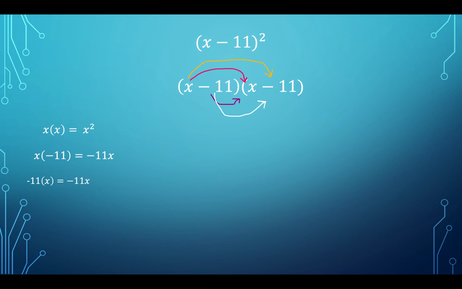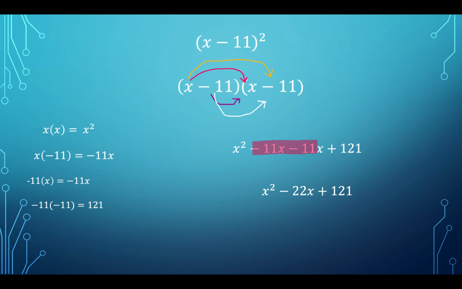And we do negative 11 times negative 11, and I get positive 121. So now I'm left with x squared minus 11x plus 121. What do we do? Combine my like terms. So negative 11 minus 11 gives me minus 22, so minus 22x. So my final answer is x squared minus 22x plus 121.